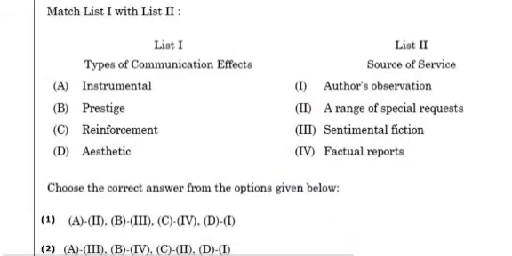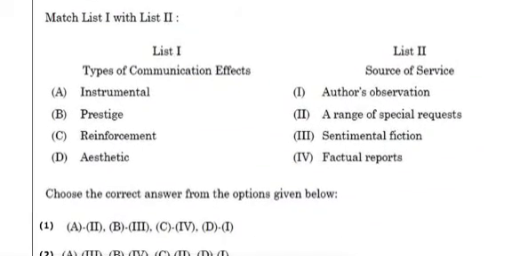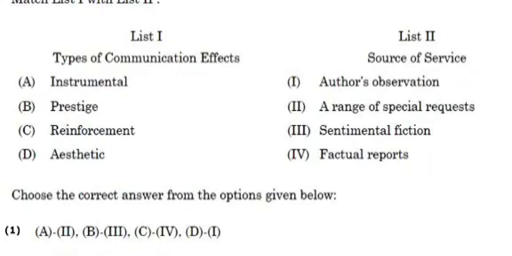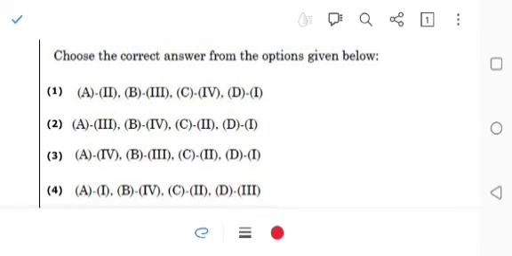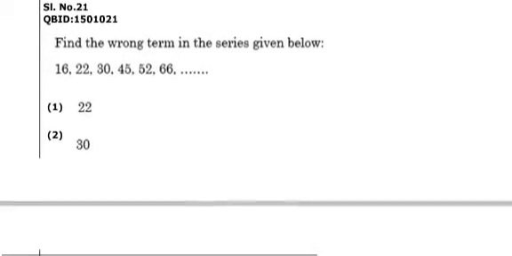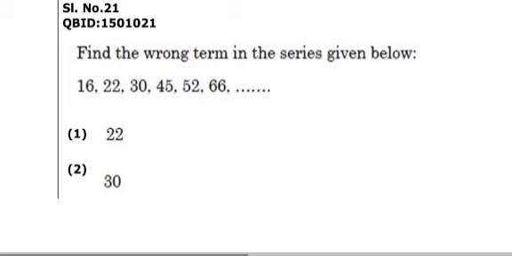Next, number 20. Match list 1 with list 2. List 1 has types of communication effect and list 2 has source of service. In list 1: instrumental, prestige, reinforcement, aesthetic. List 2: author's observation, source of service, a range of special requests, sentimental fiction, factual reports. Number 20, the correct answer will be C. A will be related to 4, B to 3, C to 2, D to 1. Done. 20 done.